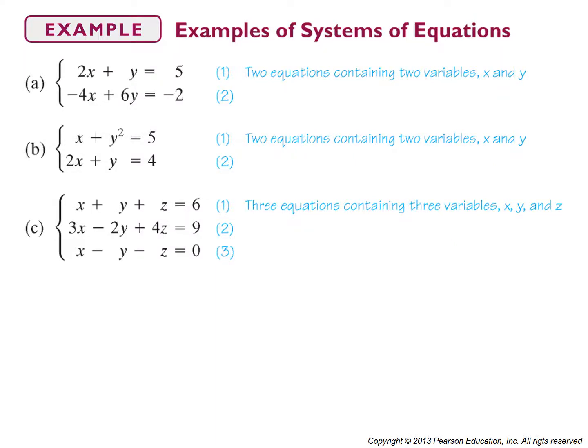Here are some examples of a system of linear equations and where you can also see the notation used. So we denote it by using a bracket on the left, and you see this is a system with two equations and two variables. And here's another example with two equations and two variables. This one actually is not linear because there is a square on the variable y. And then, although we won't be solving any at this point in the semester, here is a system with three equations and three variables.